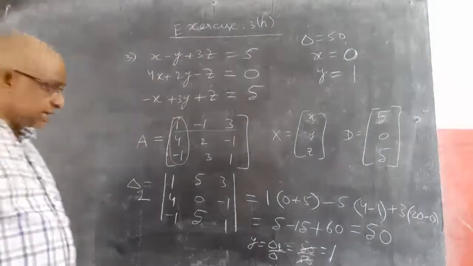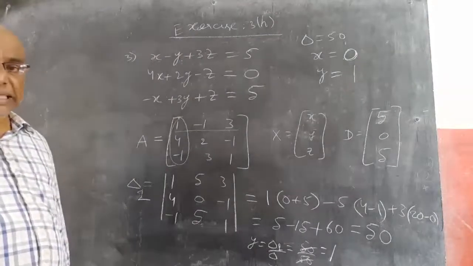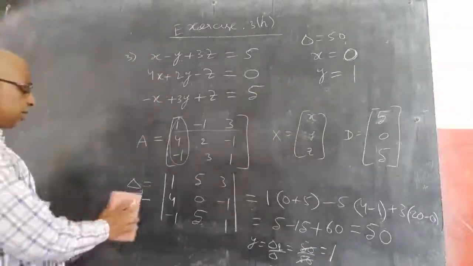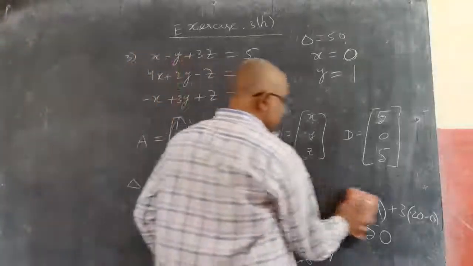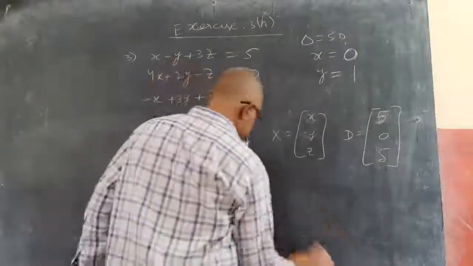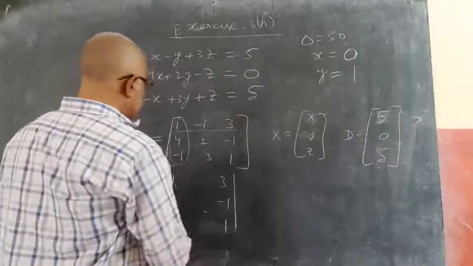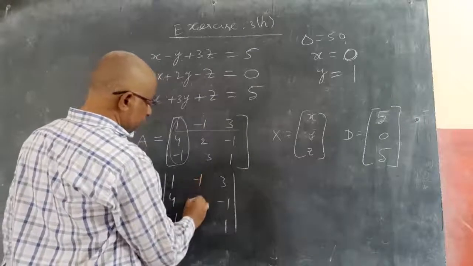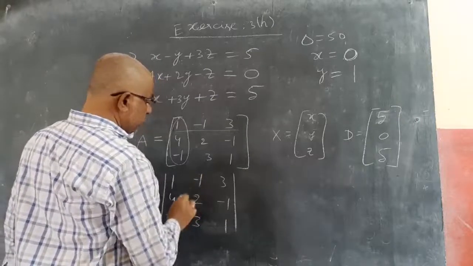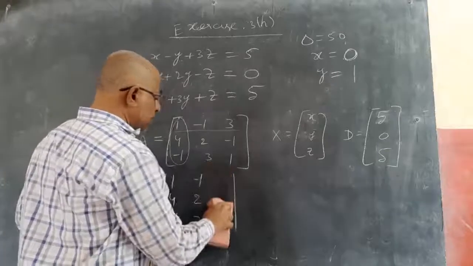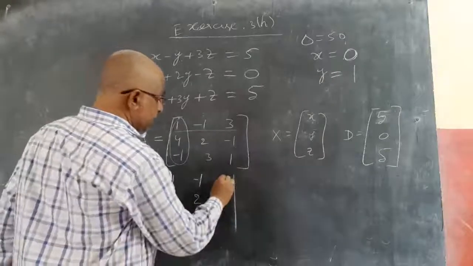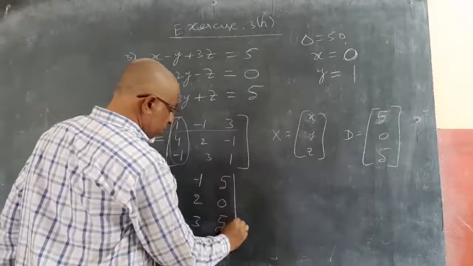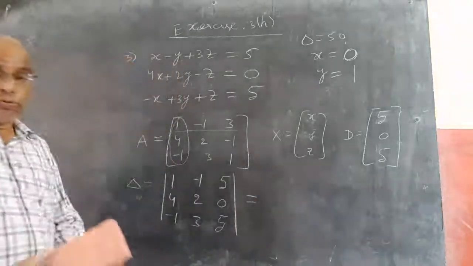Now I need to go for delta 3. Delta 3 is replacing third column elements by constants, D. Replacing third column elements by D gives me delta 3. So the first column as it is, the second column as it is, but the third column I need to replace. Minus 1, 2, 3, and replacing third column elements by D, that is 5, 0, 5. Now find the determinant.